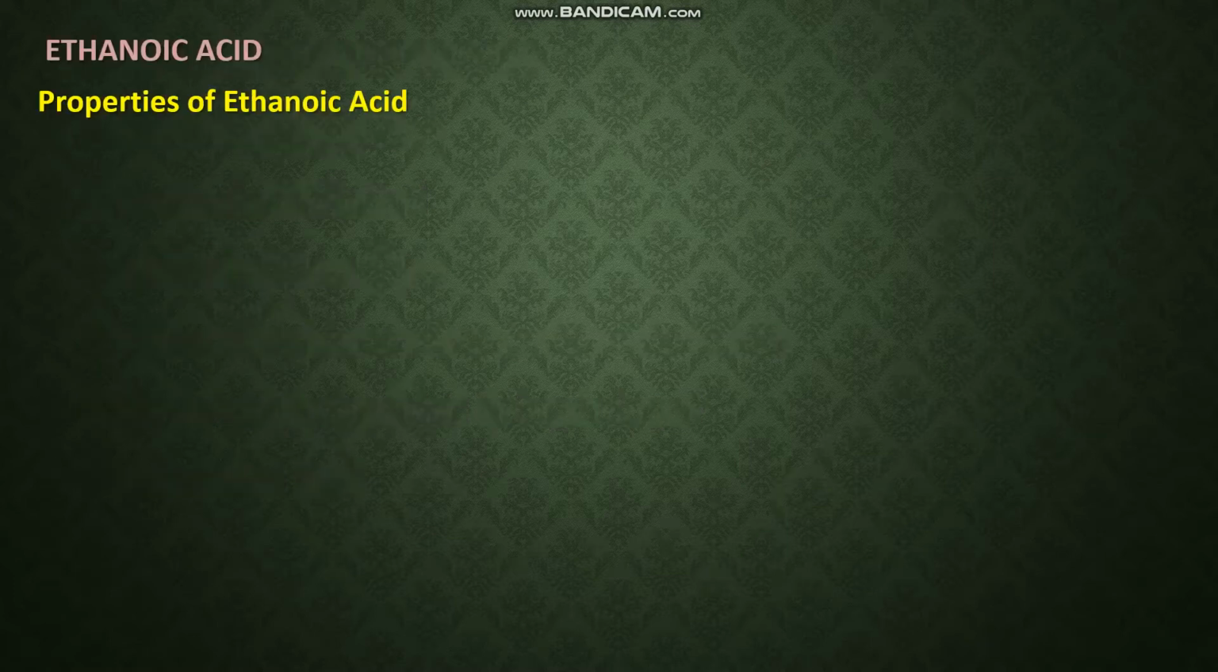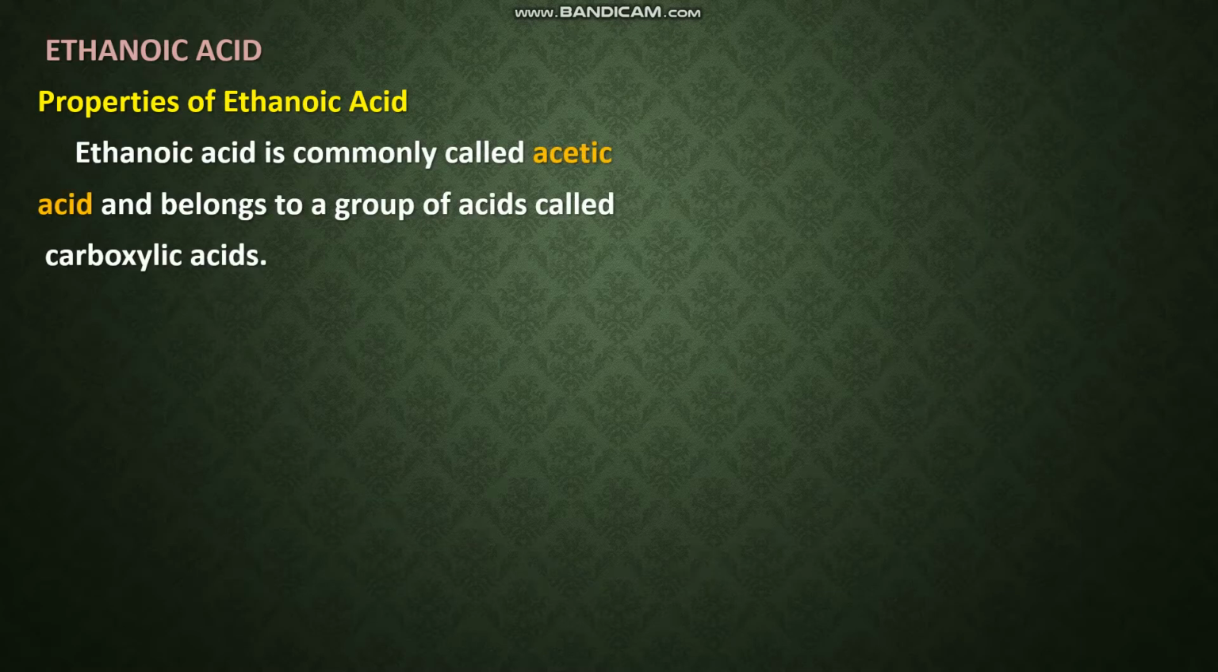Today we are going to learn about another important carbon compound, ethanoic acid. Let us see its properties. Ethanoic acid is commonly called acetic acid and it belongs to the group of organic acids called carboxylic acids. You know, the functional group of carboxylic acid is COOH and the molecular formula of ethanoic acid is CH3COOH.